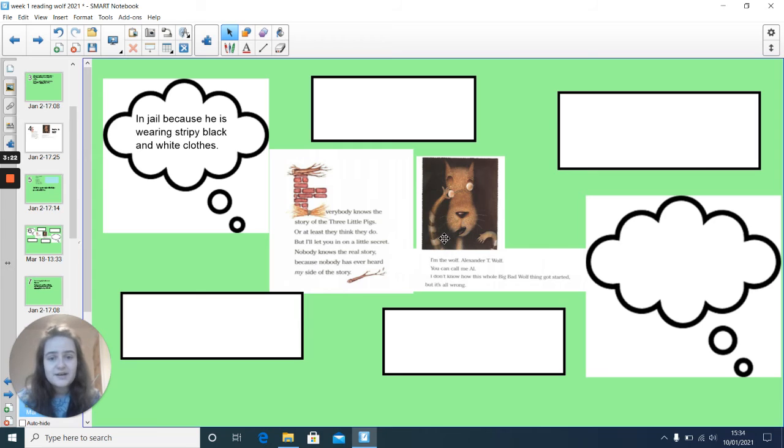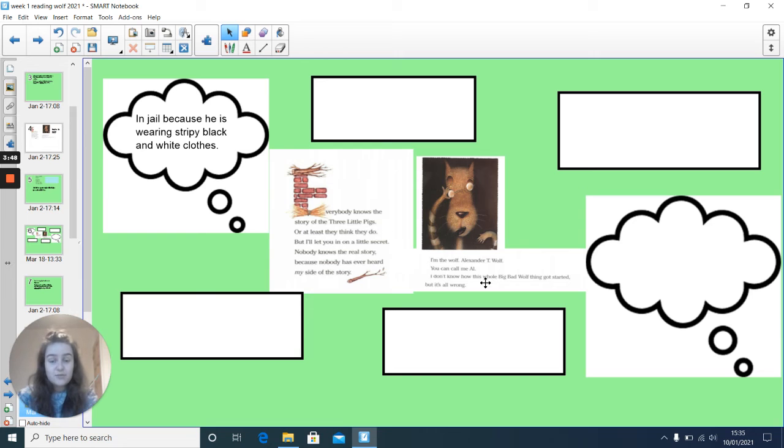The first one is that he is wearing, can you see he's wearing black and white stripy clothes? And quite often in stories, when people get put in jail, they do get put in black and white stripy clothes, like a black and white stripy outfit. So I think he might be in jail. Another reason why he might also be in jail is because he says he is the big bad wolf, or that people say he's the big bad wolf, from the story of the Three Little Pigs.